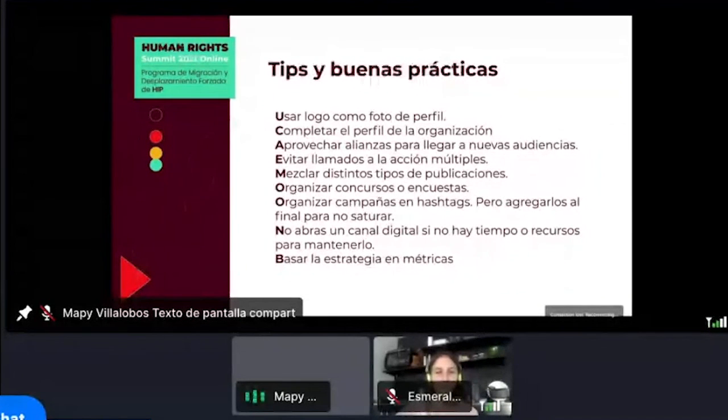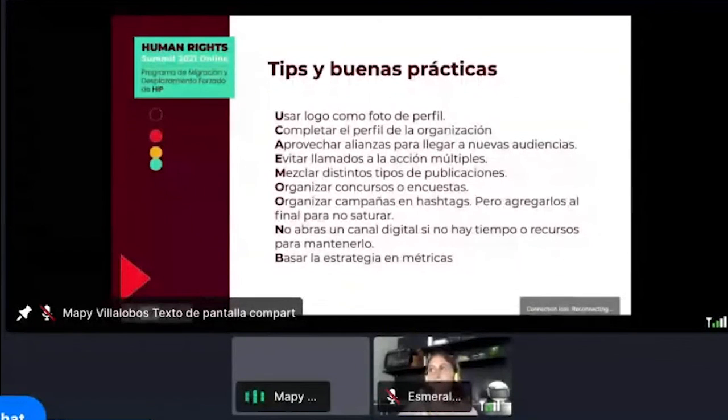Organize your hashtags for the campaign, and add them at the end in order to avoid saturation. These are helpful because people can understand what we're doing. Invite people to follow us or to use the hashtag so they can identify the campaign. And as we were saying before, do not open a digital channel if you don't have the time or resources to keep it. This is so true. You need to be aware of your own resources, your own time, and based on metrics, you need to see what's working better and replicate that.